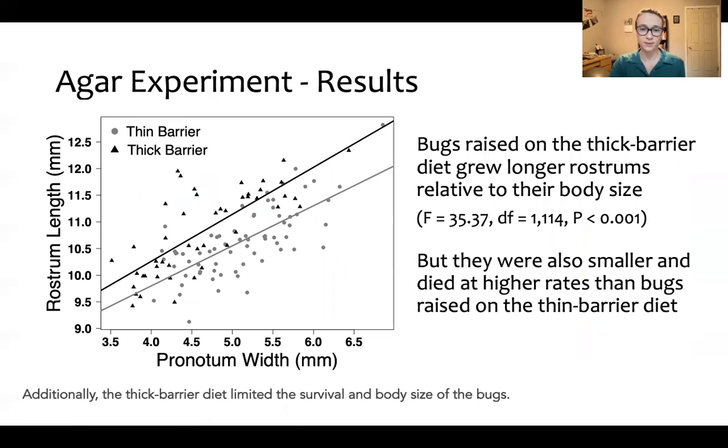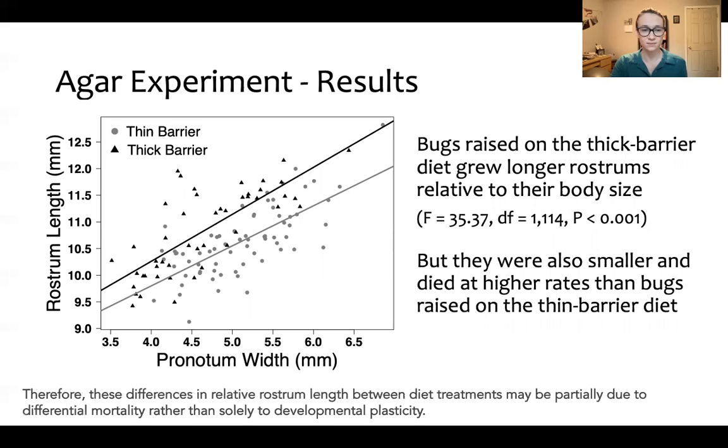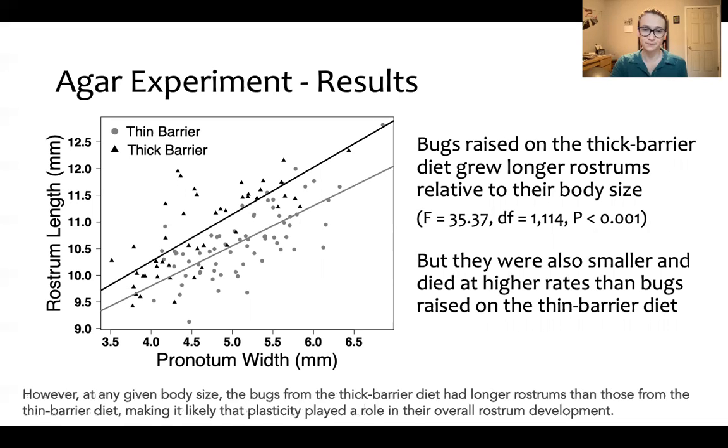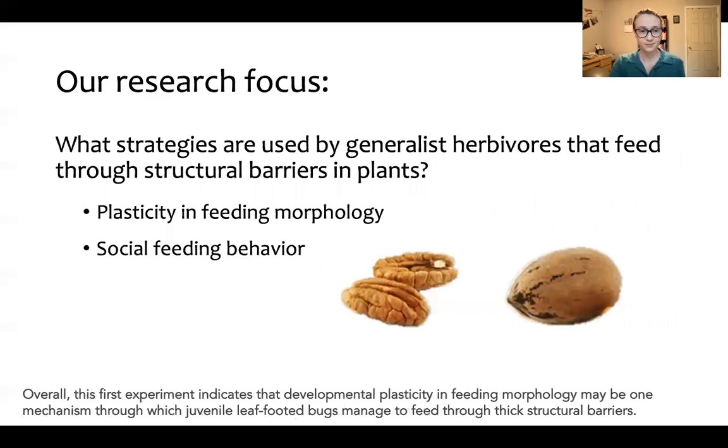Additionally, the thick barrier diet limited the survival and body size of the bugs. Therefore, these differences in relative rostrum length between diet treatments may be partially due to differential mortality rather than solely to developmental plasticity. However, at any given body size, the bugs from the thick barrier diet had longer rostrums than those from the thin barrier diet, making it likely that plasticity played a role in their overall rostrum development. Overall, this first experiment indicates that developmental plasticity in feeding morphology may be one mechanism through which juvenile leaf-footed bugs manage to feed through thick structural barriers.